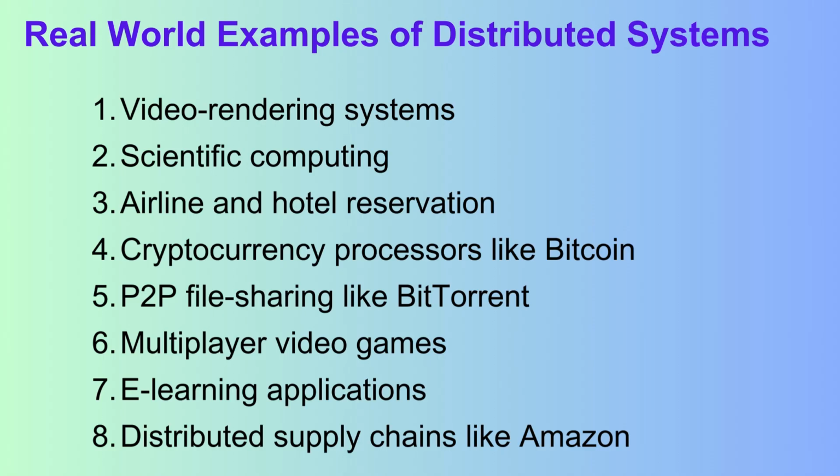Right. So here are some real world examples of distributed systems, starting with video rendering systems. Imagine you have a really fancy computer, but rendering a video takes forever. Instead of waiting, you can distribute the task among multiple computers, where each computer works on a part of the video simultaneously, making the process much faster.